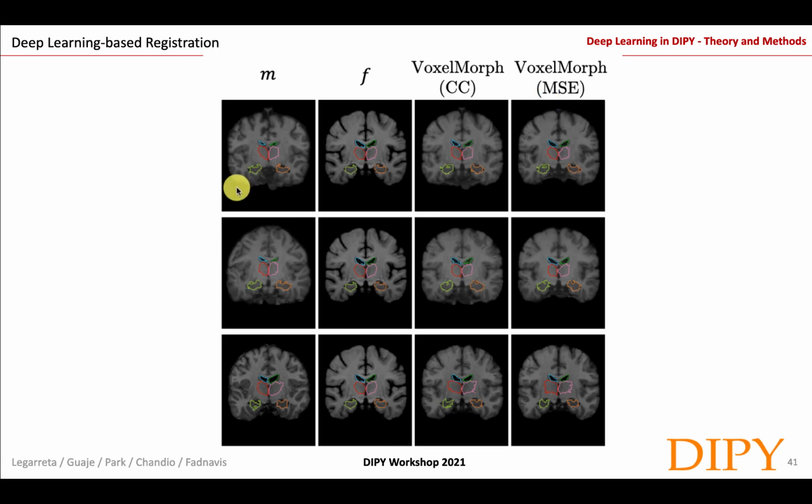And here we have some overlaid boundaries of a few structures, for example ventricles in blue and dark green, thalami in red and pink, and hippocampi in light green and orange. Overall, as we can see, the results are quite good.